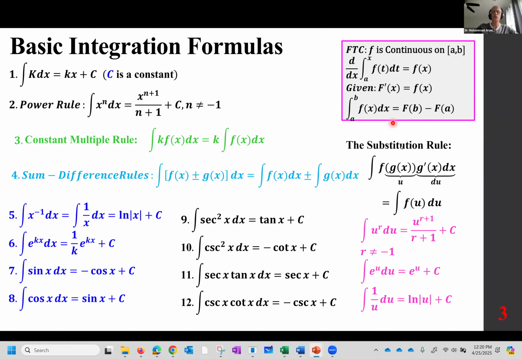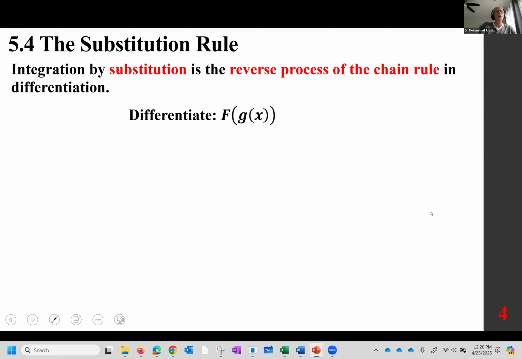Now this is the substitution rule. The integral of f of g of x times g prime of x dx. This is the u. This entire thing is du. So it's the integral of f of u du. So integration by substitution is the reverse process of the chain rule in differentiation.